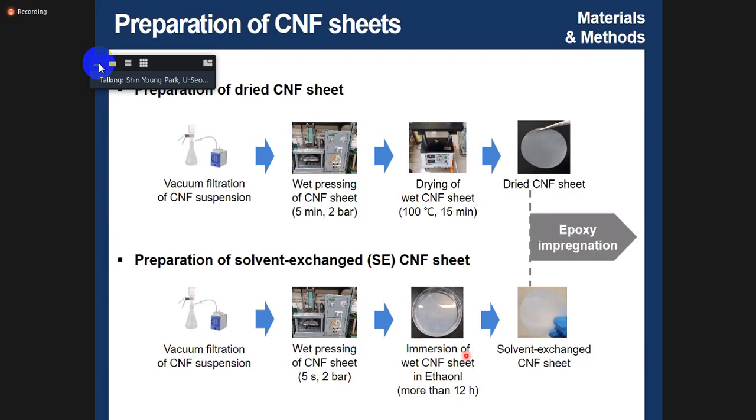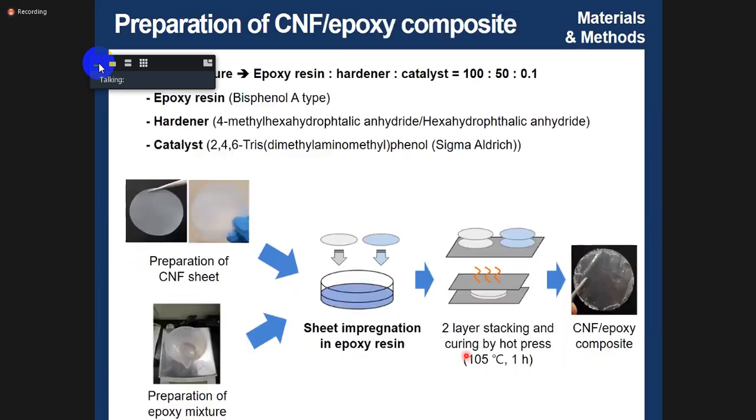Each sheet was then impregnated in the epoxy resin mixture for the preparation of the composite. The epoxy mixture was prepared by mixing epoxy resin, hardener, and catalyst in this ratio. Prepared CNF sheets were impregnated in this epoxy mixture, and the epoxy impregnated sheets were then stacked in two layers to improve the mechanical strength and thickness of the composite. Then it was cured in a hot press for 1 hour.